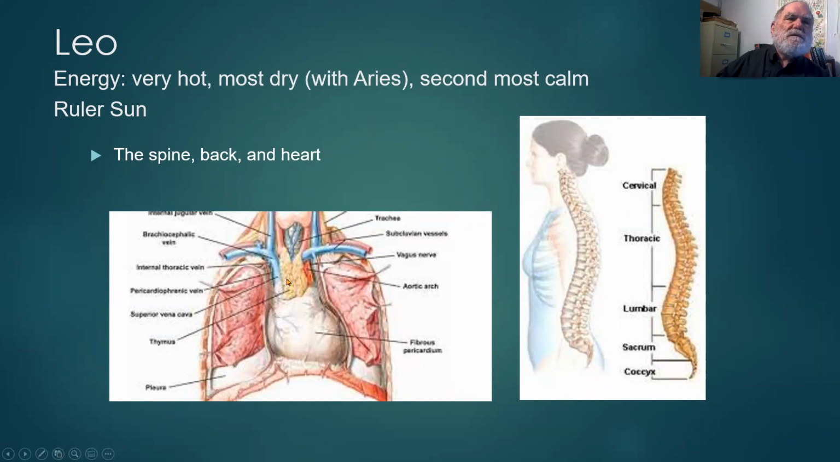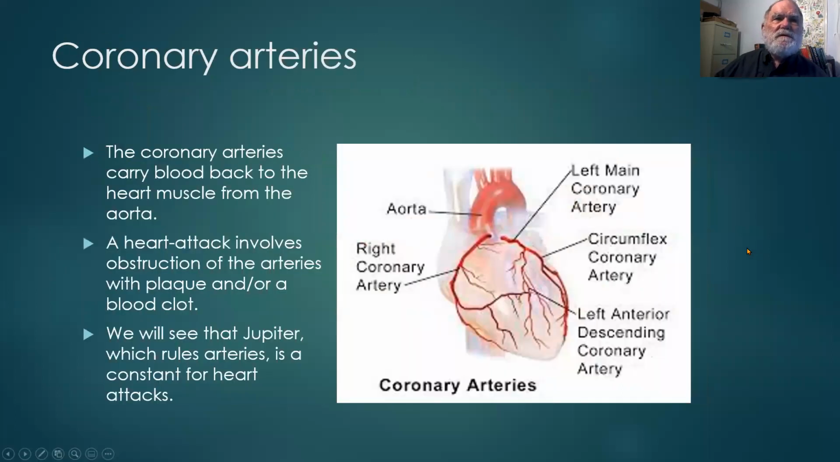Here is the heart. Here they've pulled back what was on top of it. You can see the heart and then the major veins, the blue veins coming in and the red arteries going out and so on. And you can see here the coronary arteries. This is the blood flow back to the heart muscle. I'll have a diagram of that in a second.